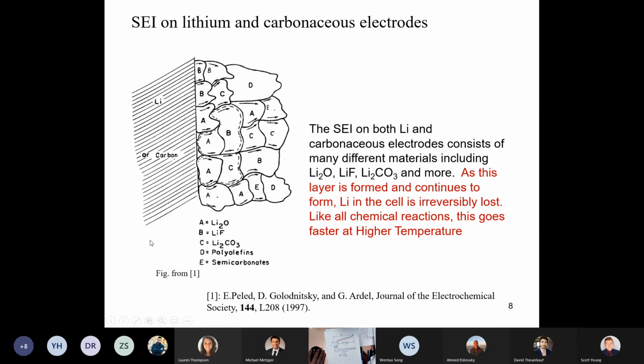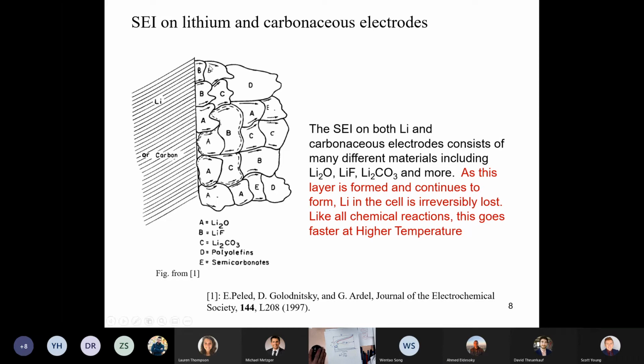From Peled's paper, there's a picture of the solid electrolyte interface where each of these A, B, C things are labeled as different chemical compounds. So polyolefins are things like polyethylene, polypropylene. Semicarbonates are things like lithium alkyl carbonates, which would be part of these things. So this is a very heterogeneous mess, and it makes it incredibly difficult to study and figure out exactly what this thing is.